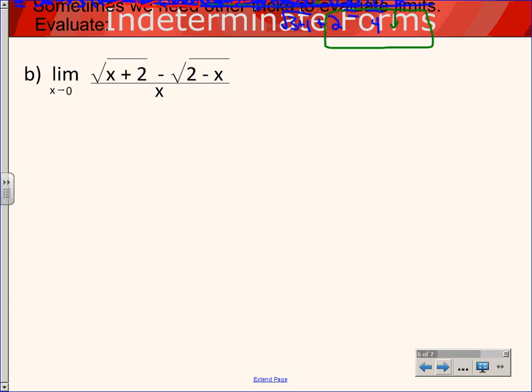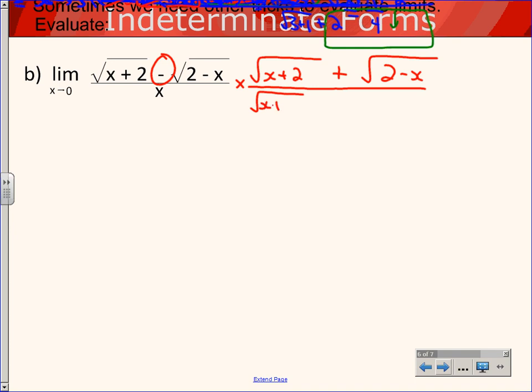So what we're gonna have to do, I think I'm gonna try and save some space. I'm gonna rationalize right away. So I'm gonna multiply this by the first bracket, or excuse me, the first square root was just x plus 2. The second square root was 2 minus x. And the key is that sign in the middle. Right? It was a minus. I need to change it to a plus. So technically I'm multiplying by 1/1, which is fine.